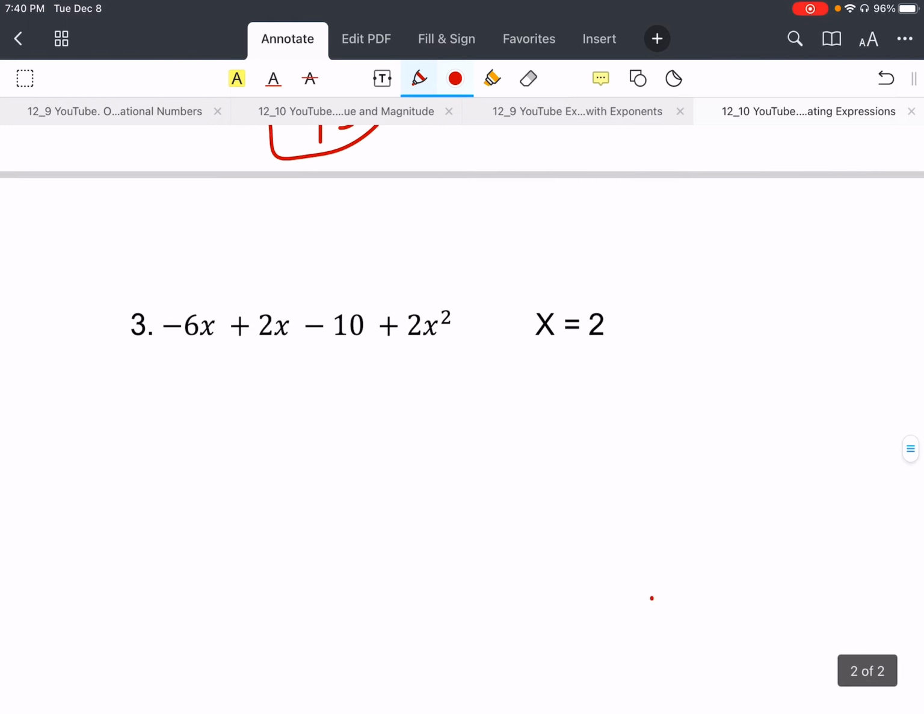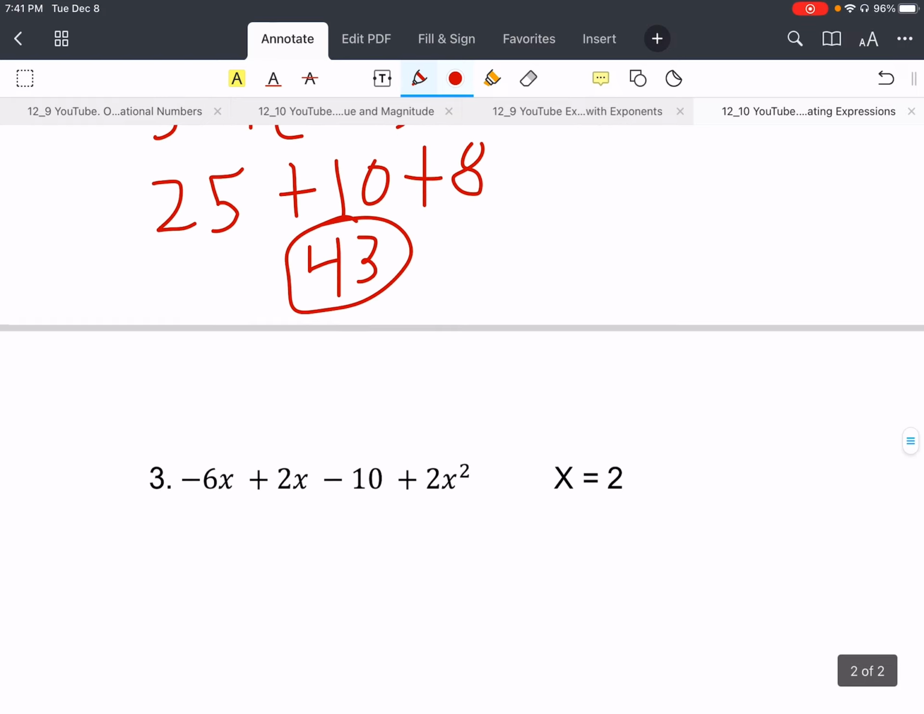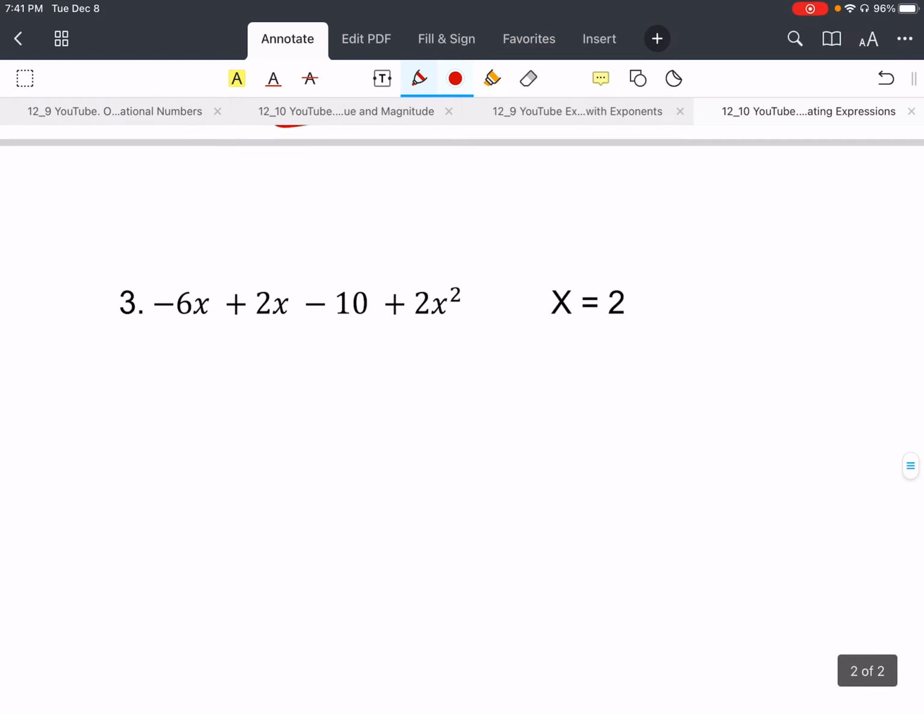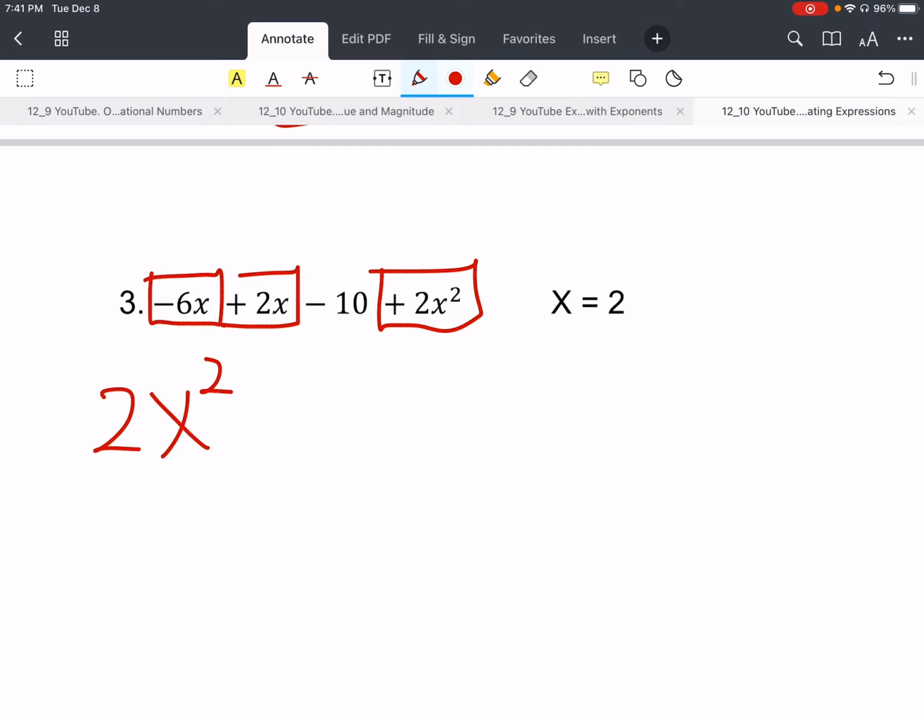And I think we have maybe one more example. Yep. So we're going to combine like terms first. I always like to put my bigger exponents on the left. So I have 2x squared. A negative 6x and a positive 2x is a negative 4x. And minus 10 at the end.